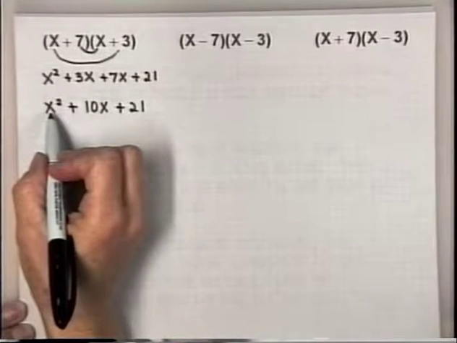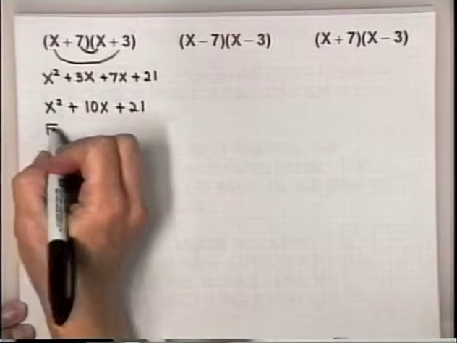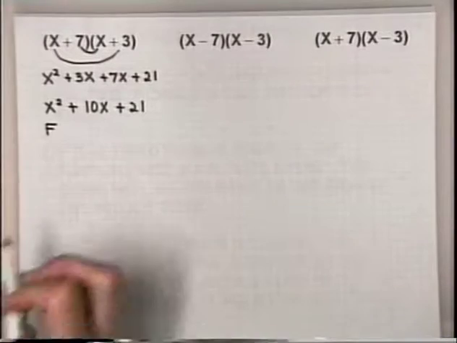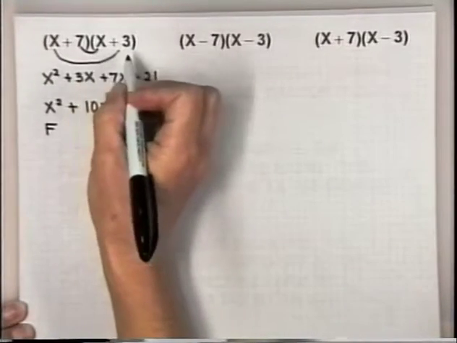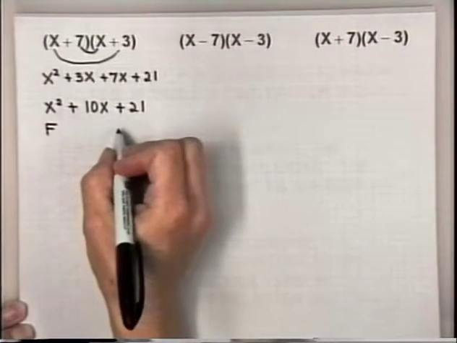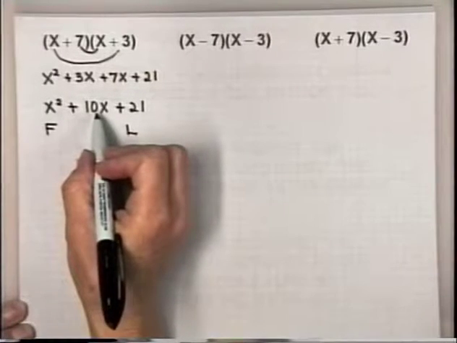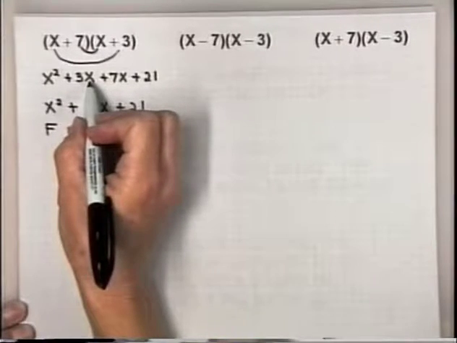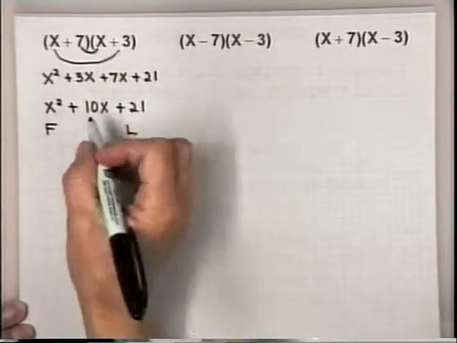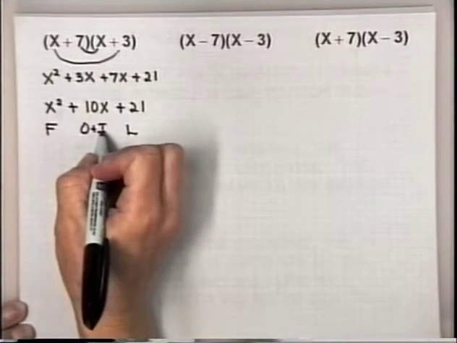This x squared is the result of multiplying our first terms. So that is like the F in FOIL. Our last term over here is the result of multiplying our 2 last terms together. So this positive 21 is like the L in FOIL. But notice that 10x is the result of adding together our outside product and our inside product. So this middle term is actually outside plus inside.